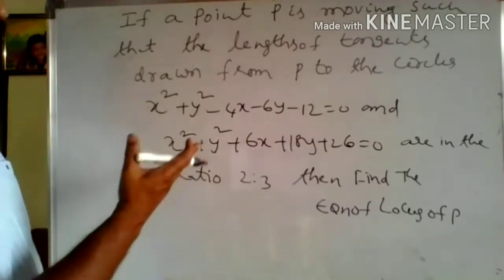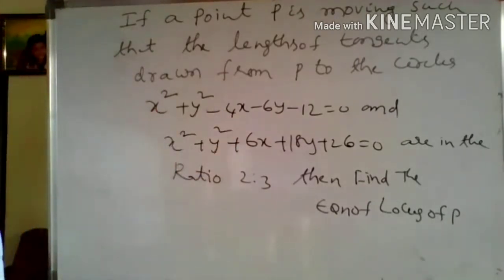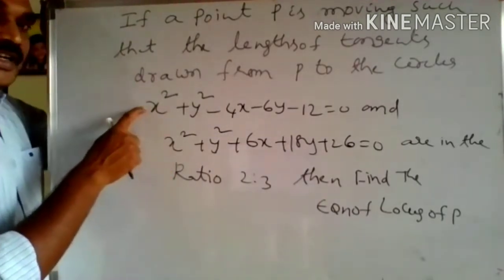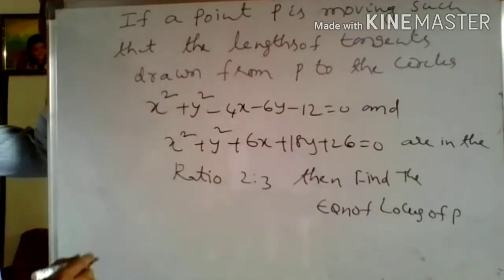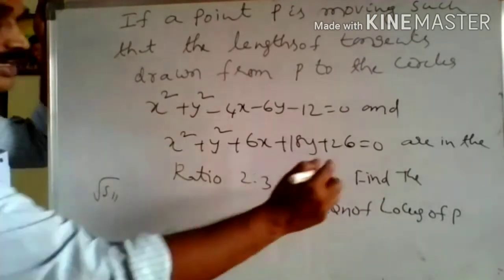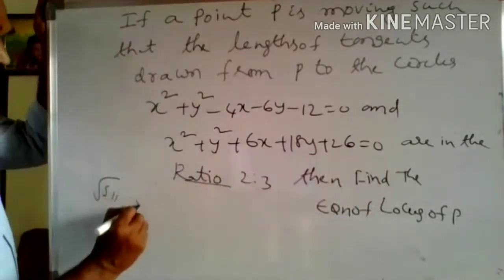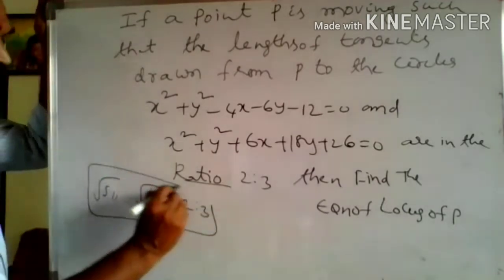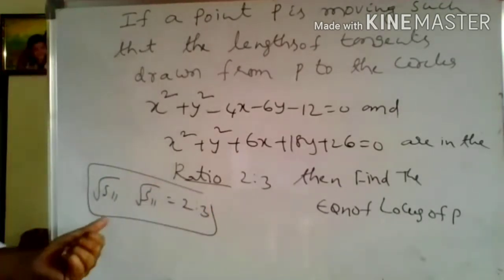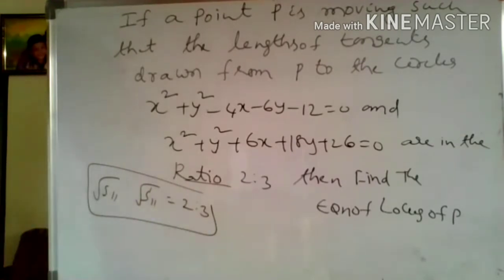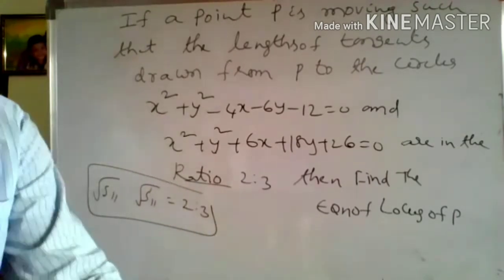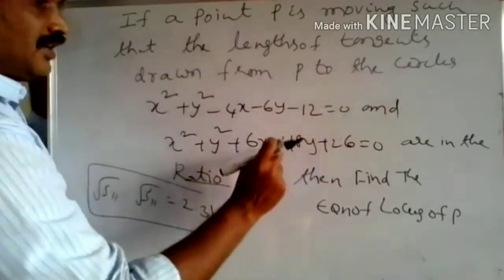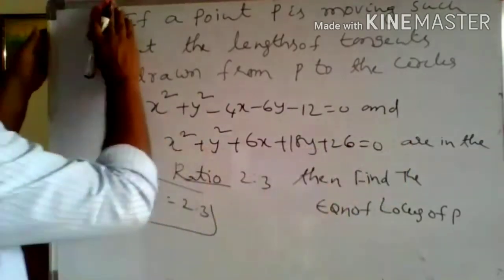So here PA is to PB is equal to 2:3. The given condition is root S11 is to root S dash 11 is equal to 2:3. This is the condition. The point P is moving such that the length of tangent from P to circle 1 and circle 2 are in the ratio 2:3.